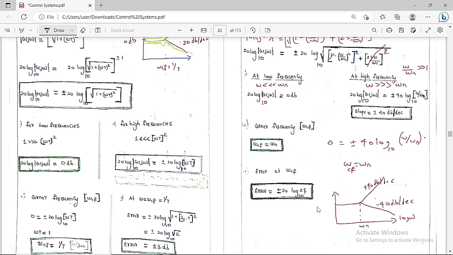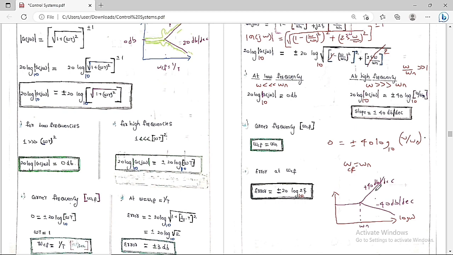Always you have to write it in the standard format. So this is the solution. For plus 1 we are going to get like this above the cutoff, and minus 1 means we are going to get minus 40 decibels per decade. So below the cutoff frequency its value is 0 dB, and above the cutoff frequency its value is plus or minus 40 log omega by omega n with the base 10. These expressions you always have to keep in your mind.